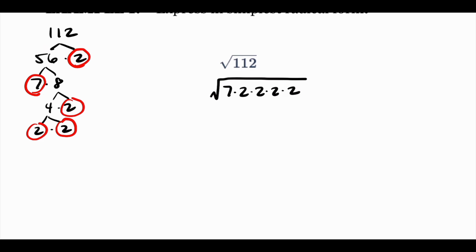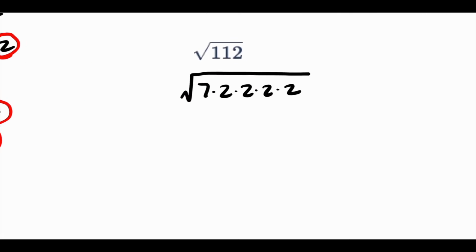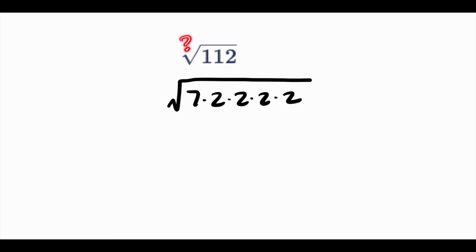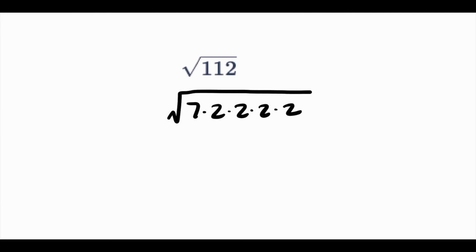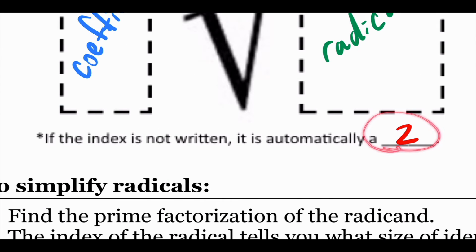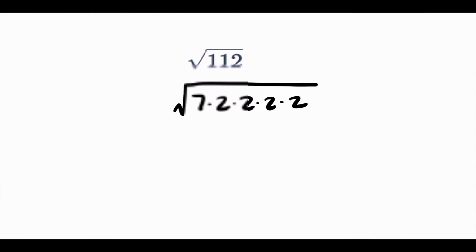Step 2 is circle pairs or triples or 4 of a kind. How do you decide which one you're going to circle? Depending on the root. Which root does this guy have? Square, right? It's 2. If there's nothing there, it's always going to be a 2, which is another name for square root. That means we're looking for pairs. So I'm going to circle the pairs. Pair there. Pair there.